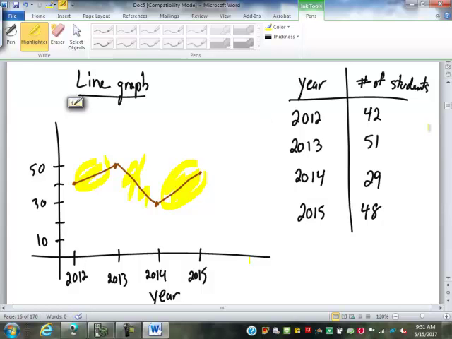So that is the line graph. Any questions on that one? The biggest thing there is remember, put time on bottom.